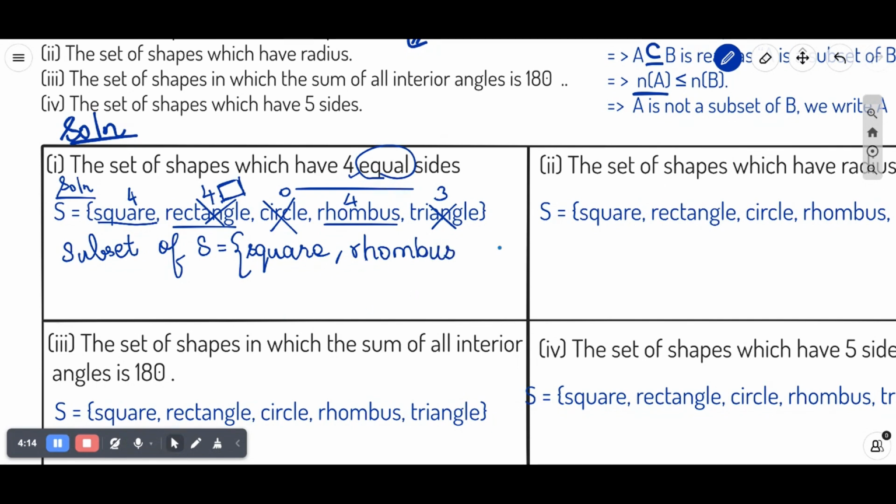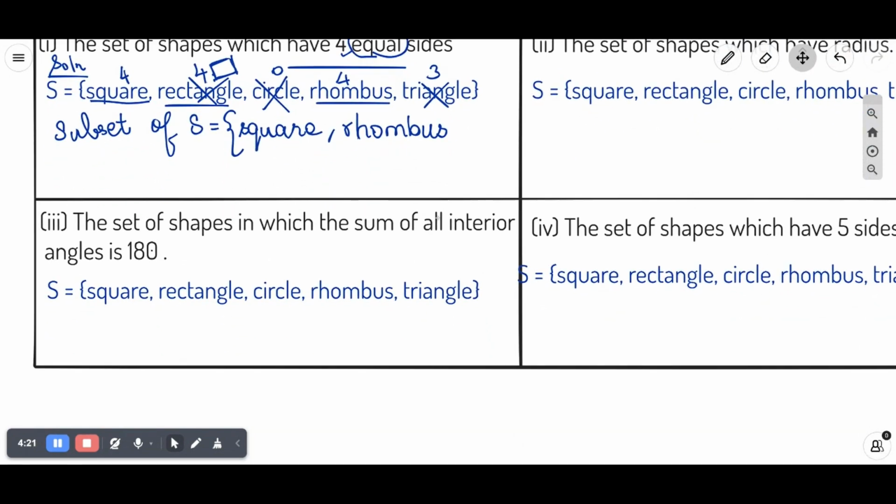Now let us move on to the next question. The set of shapes in which the sum of all interior angles is equal to 180 degrees. We know very well the sum of interior angles is 180 degrees only in a triangle, because triangle is the only one which has 3 sides. Every angle will be 60 degrees here, so it is obviously 3 times 60, which is 180 degrees. So this is the answer.